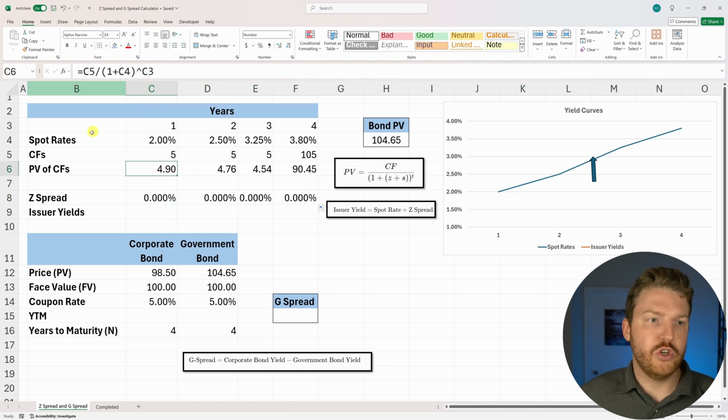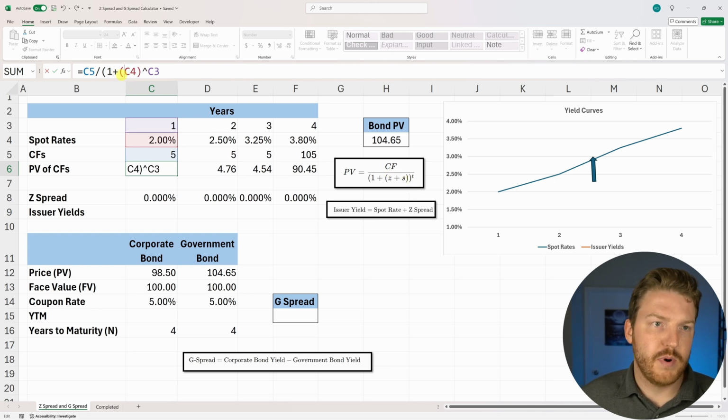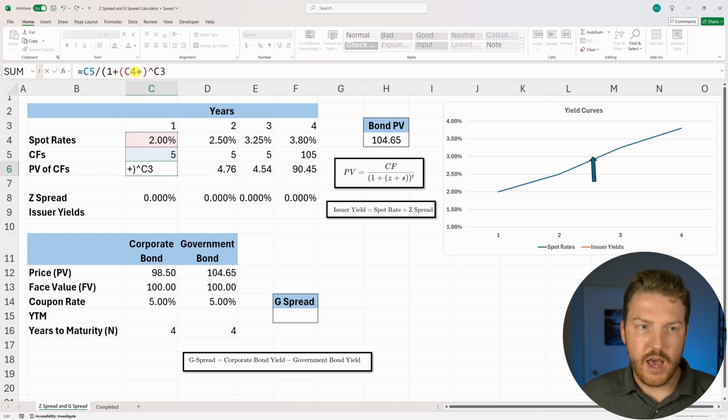Now we can adjust our present value calculation to match this formula. So instead of just including the spot rate as we did before, we also have to add on to that discount rate, the Z spread. So let's add on the Z spread to our discount rate by adding here.